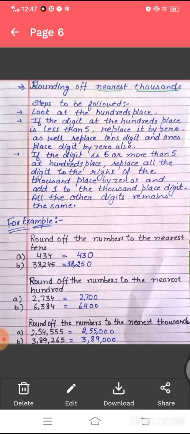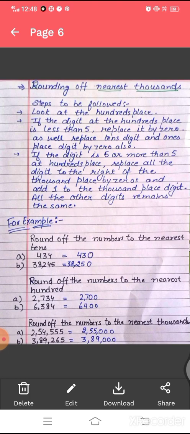If we see the B part, 38,245, we will look at the ones place first. The ones place is 5. So we have to replace the ones place by 0, and at the tens place 4 is written, so we will add 1 to the tens place digit. If we add 1 to the 4, it will become 5. So the answer will be 38,250.